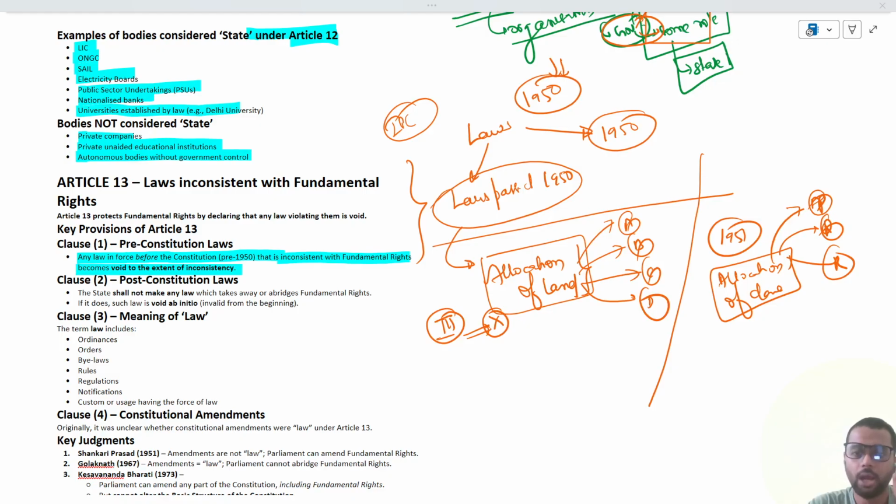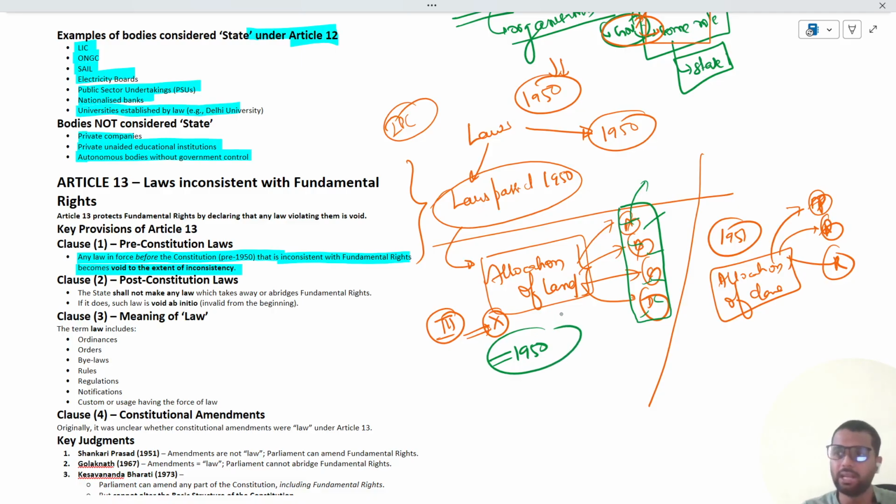This is point number one. Point number two, the effect will be from 1950. That is not from the date in which the law was passed. So in our example, suppose this law which was passed before 1950 has allocated the land to A, B, C, and D. So now all the land that has been allocated to A, B, C, and D shall not be taken away, because the law will become null and void only in 1950.